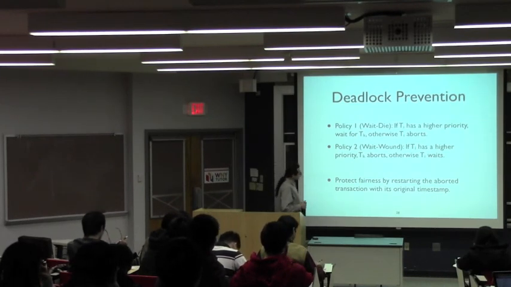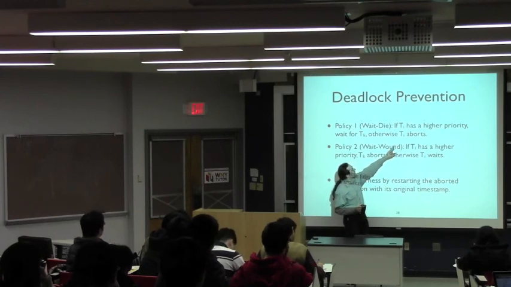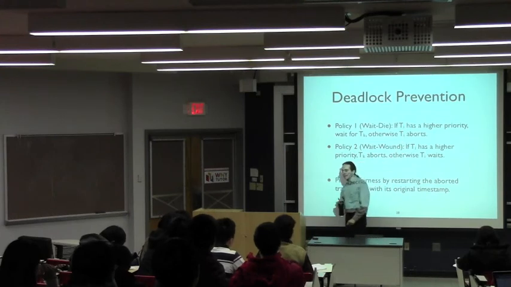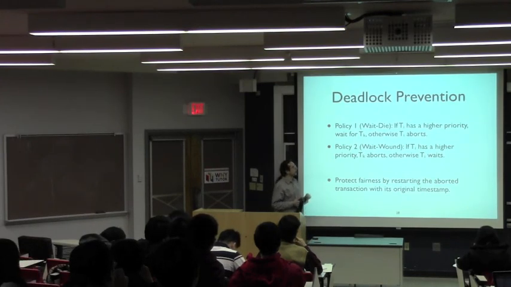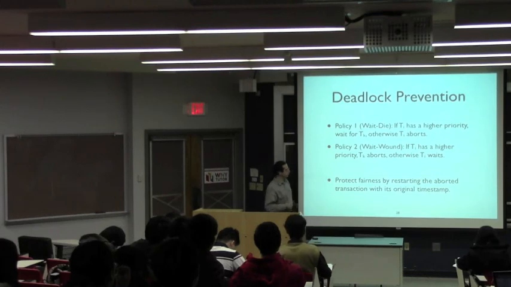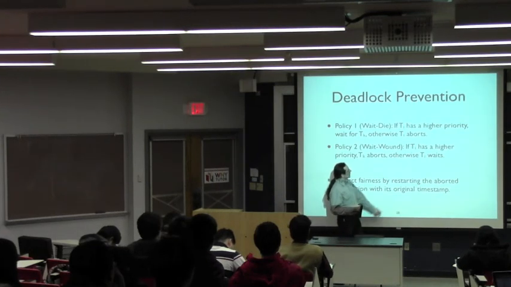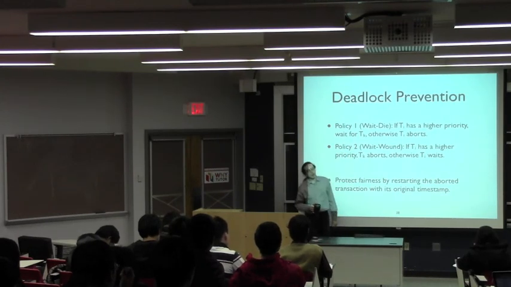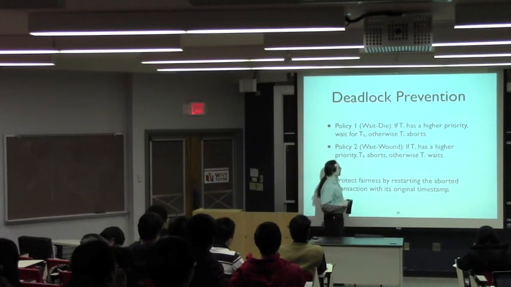In the first, if you have two transactions, transaction I and transaction K, and transaction I tries to obtain a lock on some object that transaction K already has, then we look at TI's priority. If TI has the higher of the two priorities, then it's going to sit there and wait for transaction K to complete. If transaction I has a lower priority, then it will abort. And the other strategy is to flip the two roles. If transaction I has a higher priority, it's not going to wait for TK. It's going to force TK to abort. And if it has a lower priority, then TI is going to wait.